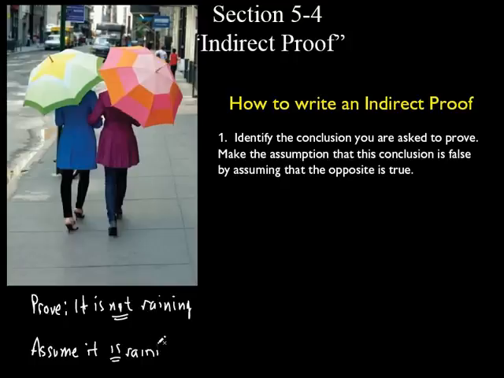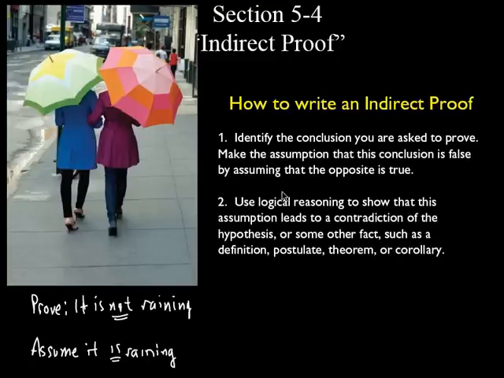You're probably thinking, what in the world? All right, but just bear with us, and we'll go through this. So that's our very first thing. This is very important. This is one of the most important things on indirect proof. You always assume that the conclusion is false. You always assume the opposite is true. If we're trying to prove that it is not raining, then we assume that it is raining.